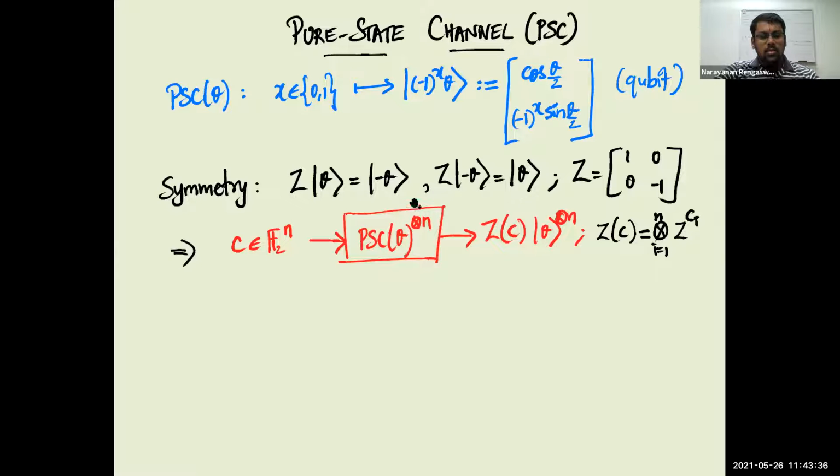Now, you can see a nice symmetry between the outputs. You can switch between the two outputs, theta and minus theta, just by applying this Pauli Z matrix. And because of the symmetry, if you transmit an n-bit vector over n uses of the channel, it's a memoryless channel, the output can be written as this fixed state theta tensor n, modified according to applications of Z matrices wherever the vector is 1. Because when you apply a Z matrix on theta, you get minus theta, which is the output when x is equal to 1. So this is a nice symmetry.